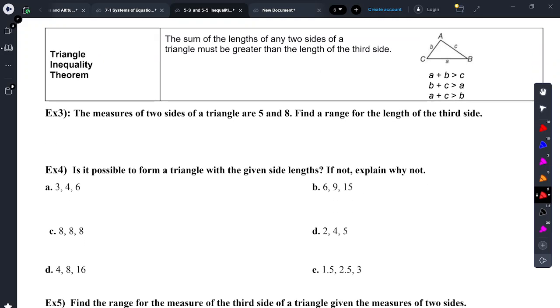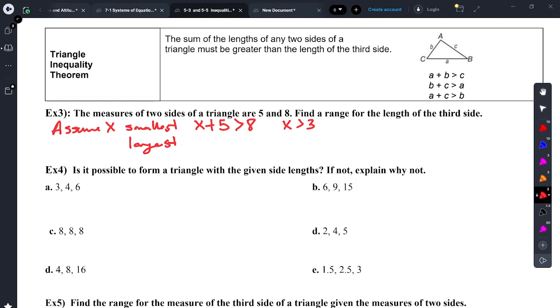All right. The measures of two sides are 5 and 8. Find the range for the third side. So remember what we're going to do. We're going to assume that x is the smallest and the largest, yeah? So we're going to do two algebra problems. If it's the smallest, that means the smallest plus the next smallest has to be greater than the longest. So what do I get? I get x is greater than 3.